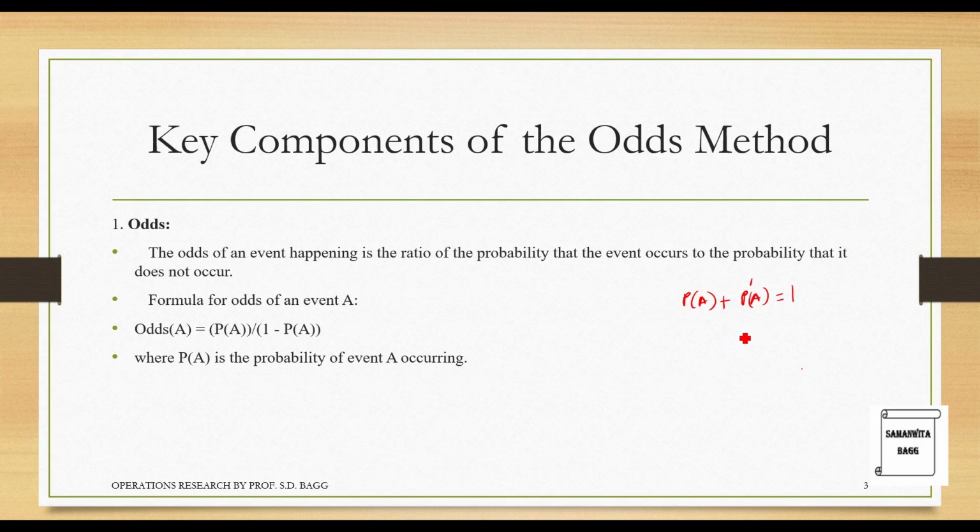So the probability of the event not happening is going to be 1 minus probability of event happening. So here the ratio, odds of A, is nothing but the probability of event happening upon the probability of event not happening. So it is P dash A. So that is why this is P of A upon 1 minus P of A, where P of A is the probability of event A occurring.